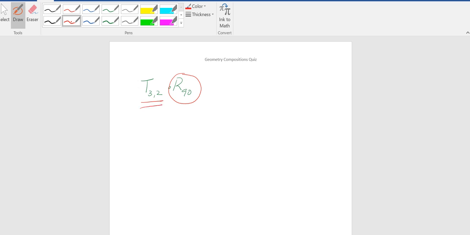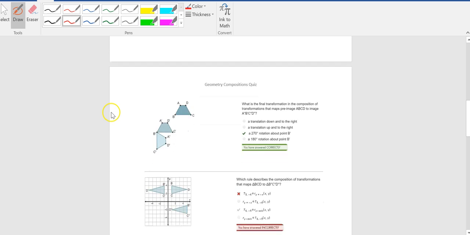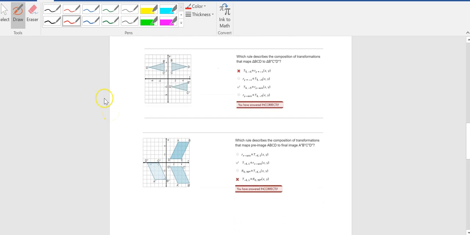So this means a rotation, so you would rotate 90 degrees and it'll say about B or something. So you're going to do the rotation and then you would do the translation. And I think this is where a lot of students are making their mistake. They're reading these backwards. So I'm going to go ahead and look at some of these quiz questions.